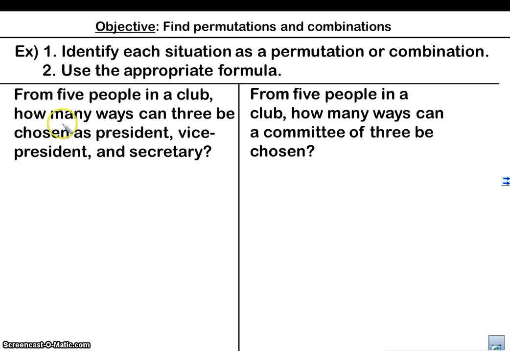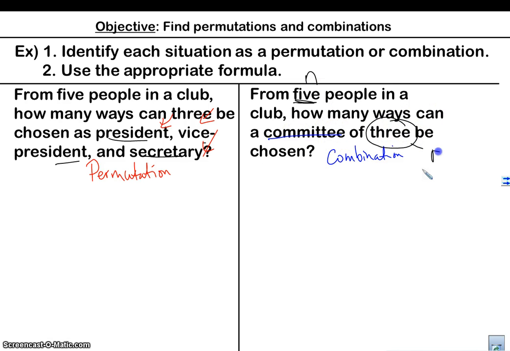From 5 people in a club, how many ways can 3 be chosen as president, vice president, secretary? That one is a permutation. Why is it a permutation? Because we have positions. Now, if we're just forming a committee, that's a combination, right? All right, so let's identify these things as N. So we have 5 people. All right, so that's N. We want a committee of 3. That's R.